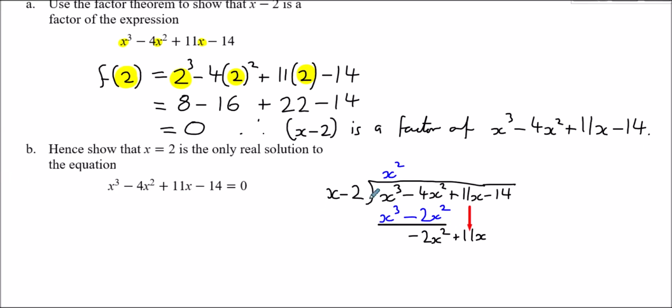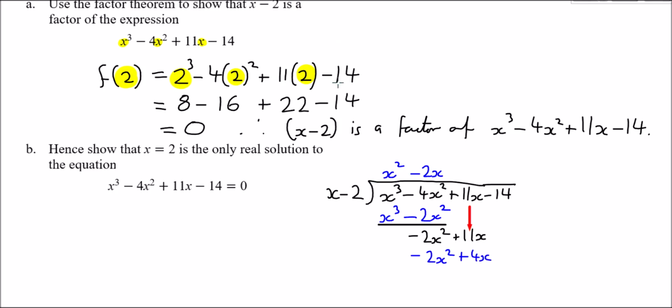So now we're going to divide minus 2x squared by x. Minus 2x squared divided by x is just going to give us minus 2x. After dividing, we multiply, so minus 2x times x minus 2. Minus 2x times x gives us minus 2x squared, then minus 2x multiplied by minus 2, minus multiplied by minus gives us a plus, so we're going to have plus 4x.